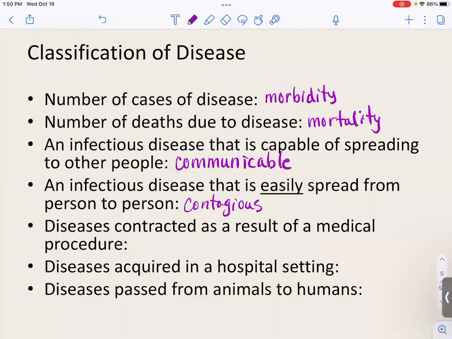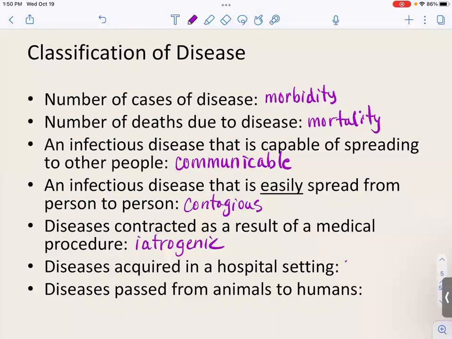Diseases contracted as a result of a medical procedure, iatrogenic. I just had a friend who had a knee replacement done about 5 years ago. She just had to go into the hospital for an infection in her knee. So even though it was so long ago, just now it started causing problems. So that was an iatrogenic infection as a result of a knee replacement.